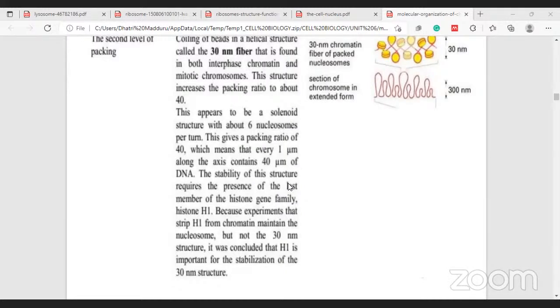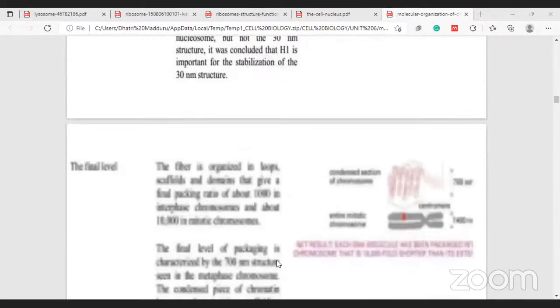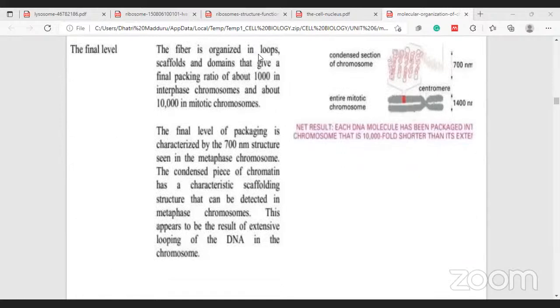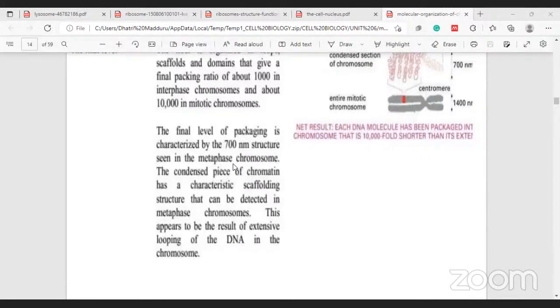And the stability of this structure requires the presence of histone gene family H1. H1 is a linker protein. And now this is further tightly packed here. In the final level, the fiber is organized in loops, scaffolds, and domains that give a final packing ratio of about 1000 in interphase chromosomes and 10,000 in the mitotic chromosomes. And here you have a 700 nanometer structure, which is seen in the metaphase chromosome, and it is tightly packed to form the chromosomes. And extensive looping can be seen here.